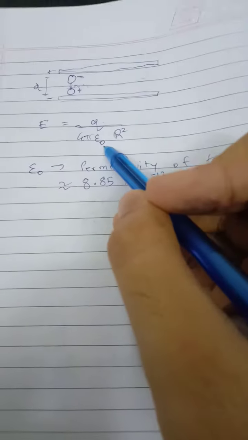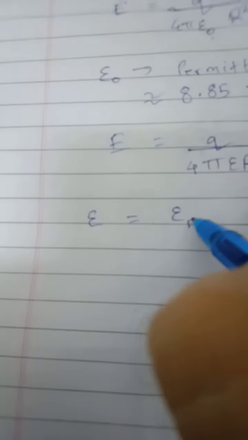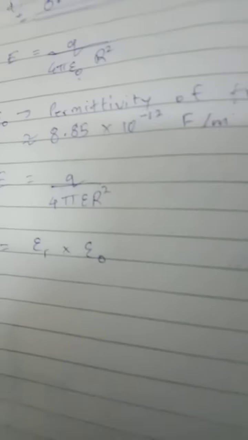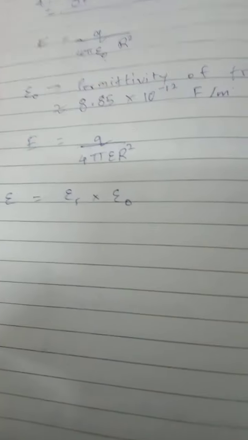So we can also add a term. Suppose we are not considering the field in vacuum, but in a material medium, then we cannot use epsilon naught. We'll just have to use the permittivity of the medium itself, because permittivity is medium specific. So we write it as 4 pi epsilon r square, and the value of epsilon is epsilon r times epsilon naught, where epsilon r is known as the dielectric constant of the material, and this goes into the concept of capacitors and capacitance, which I won't be getting into right now.